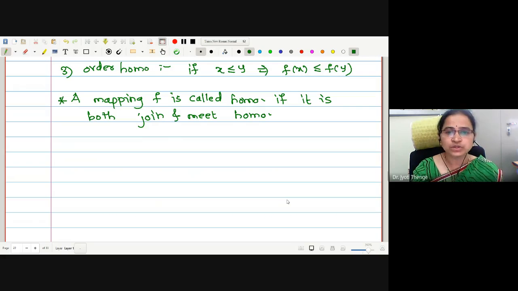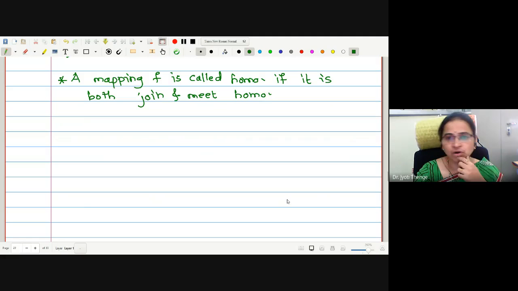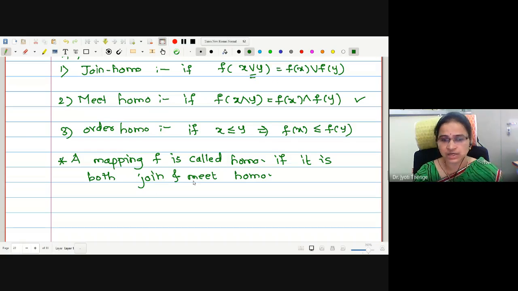Suppose instead of group, let me go for ring. In ring we have two operations. Then the ring homomorphism will be true if both the operations are preserved. Here also we have two operations defined, join and meet. Therefore the mapping is called homomorphism if it preserves both join and meet. That is, it is both join and meet homomorphism.